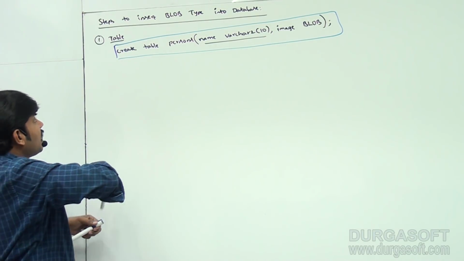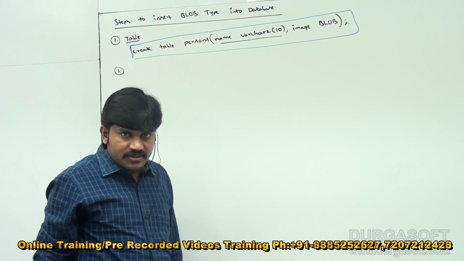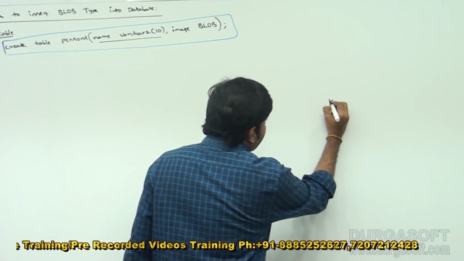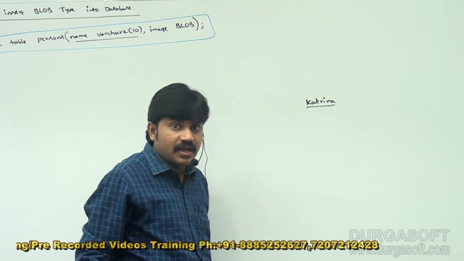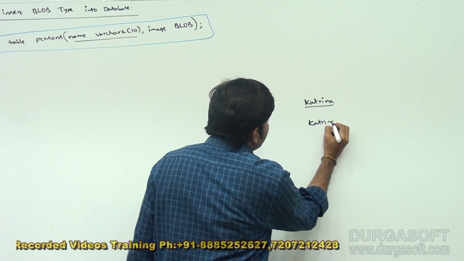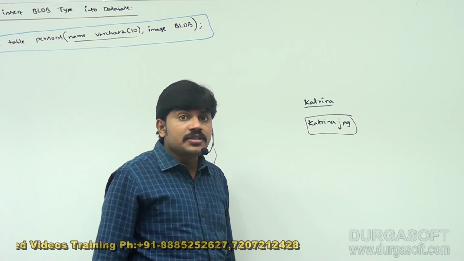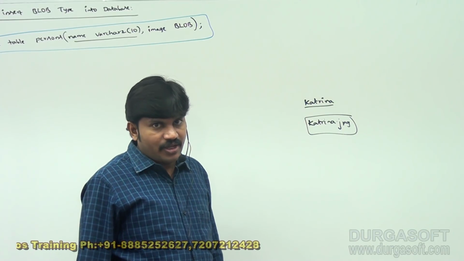Next, I want to insert into this persons table the name of the person: Katrina. Next, there is one image file, Katrina.jpg. Under this name I want to insert this image file into the database. Are you able to understand, right?